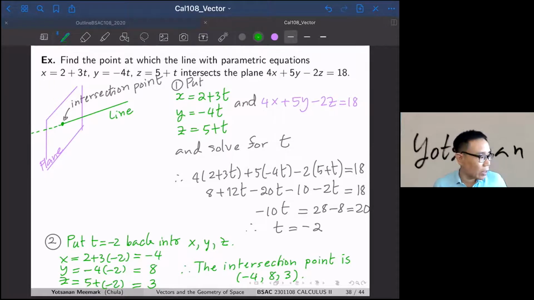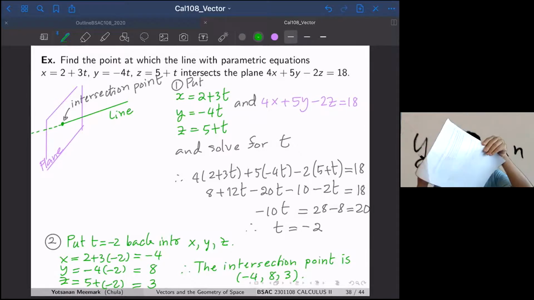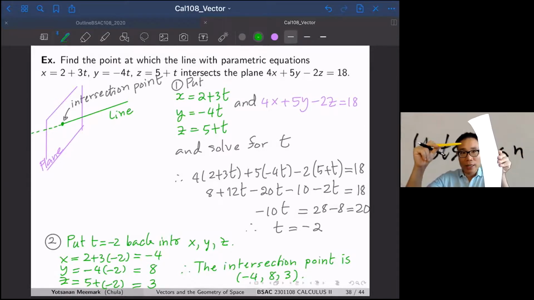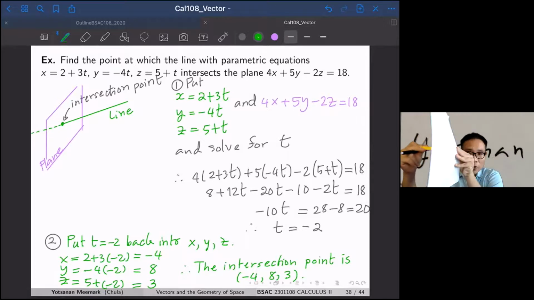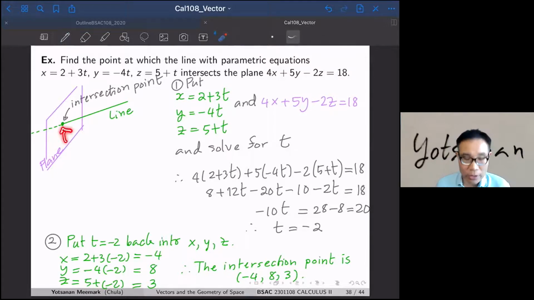So this is what it looked like. You have the plane and you have the line and you'd like to find the intersection point. Normally it's only one point. You have the plane and the line and they meet in the middle like this, and it turns out to be only one intersection point, and this is the intersection point that you are looking for.